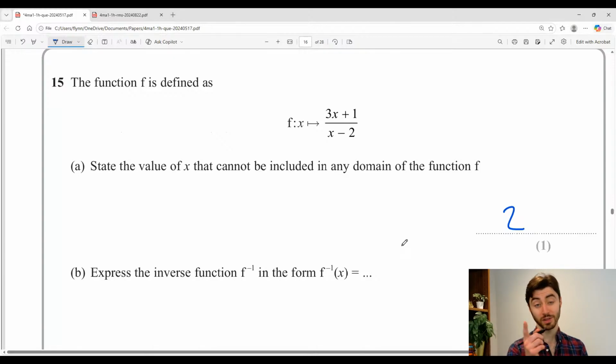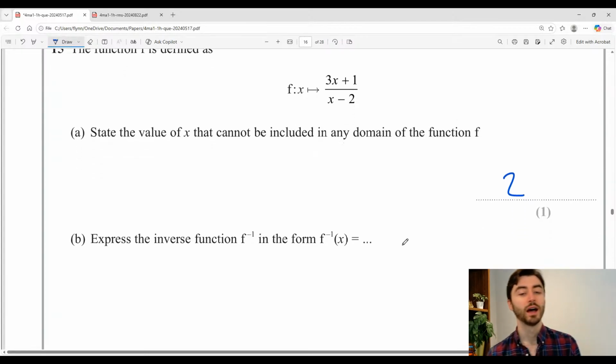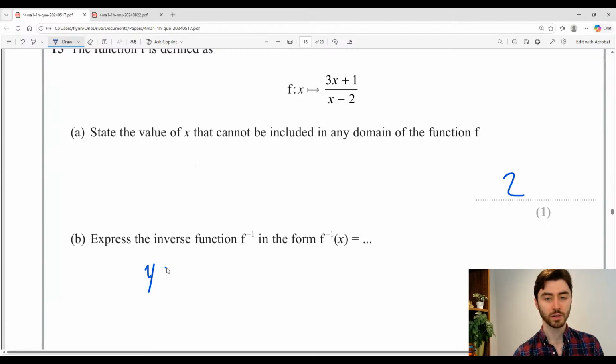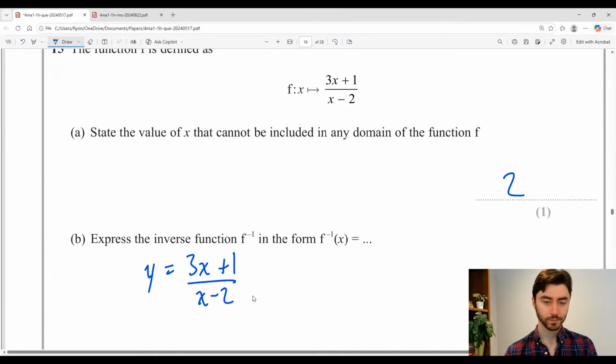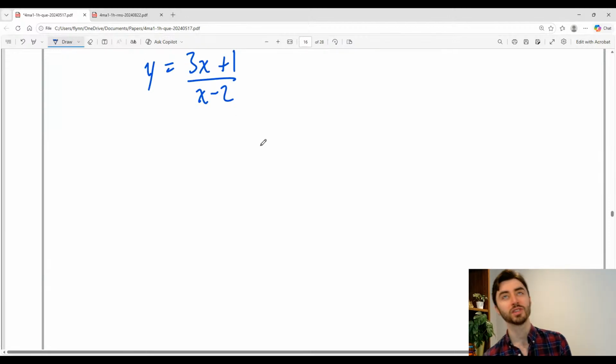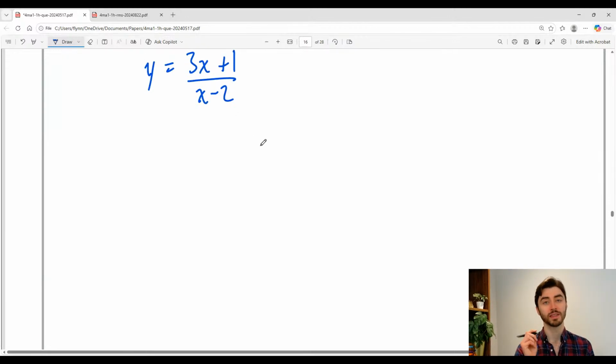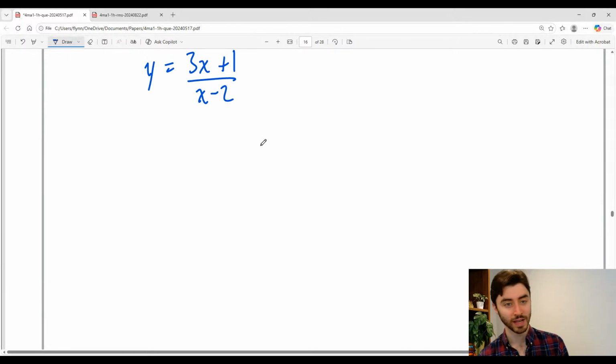There's something technical about this in A level that I would comment on, but this is GCSE, so I won't. The inverse, you write, well, you have your original equation, y equals 3x plus 1 over x minus 2. Actually, I will get, for the iGCSE, I will comment on this at the end, but this is iGCSE only once you get to the end.